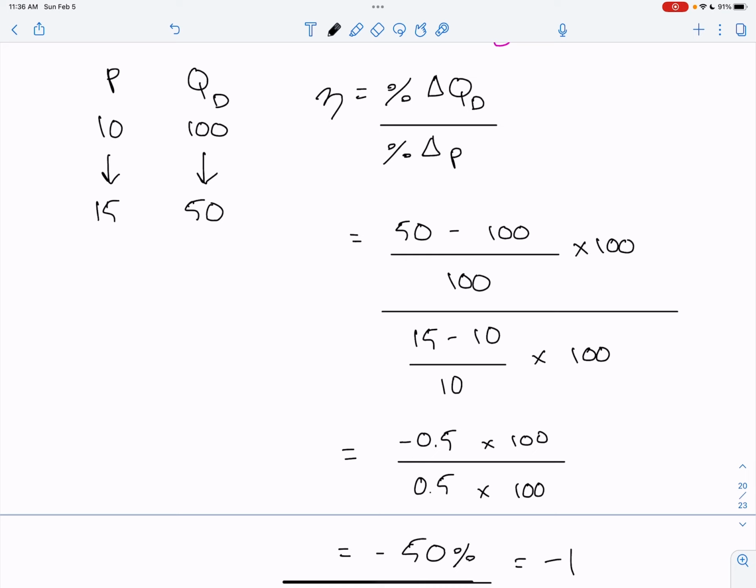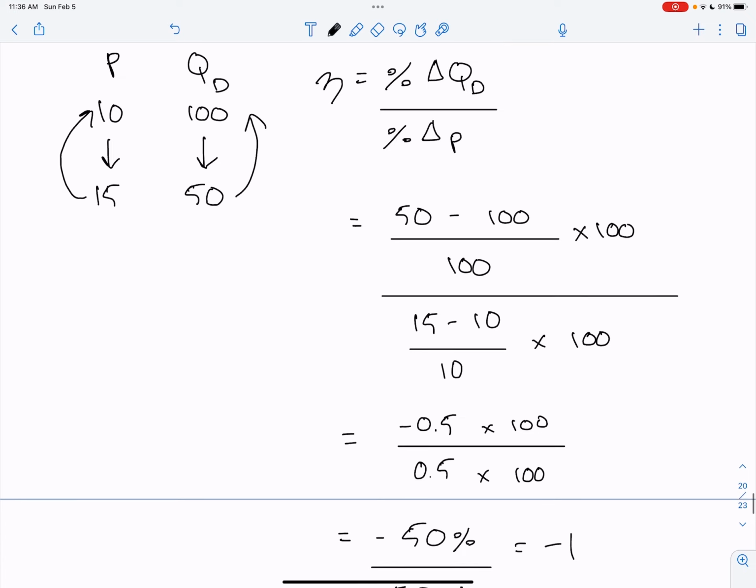So let's say that we were doing this the other way around. Okay, let's say that rather than talking about a price increase from 10 to 15, we were talking about a price decrease from 15 to 10. And rather than talking about a decrease in quantity demanded, we would be just talking about an increase in quantity demanded because price has gone down. Okay, so let's do this calculation now.